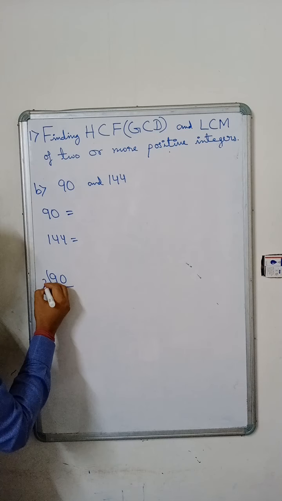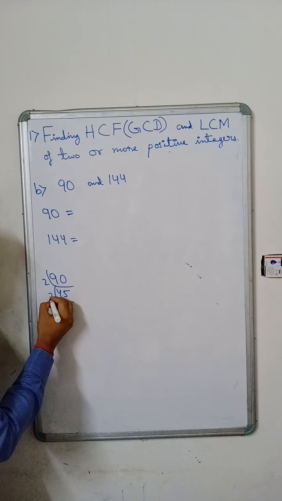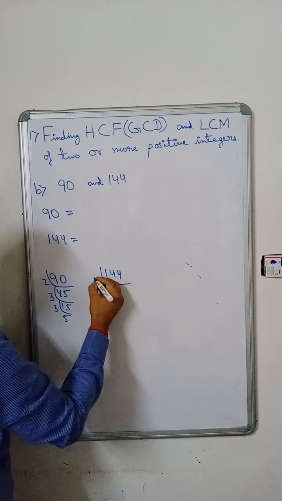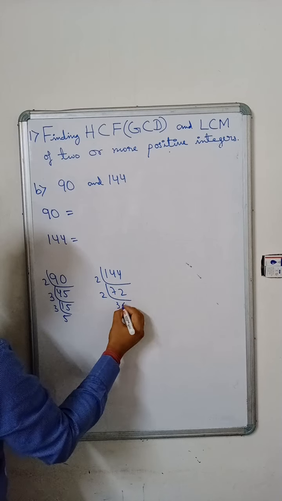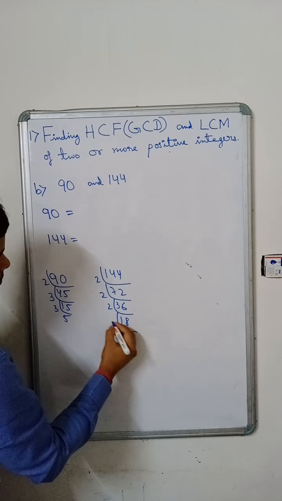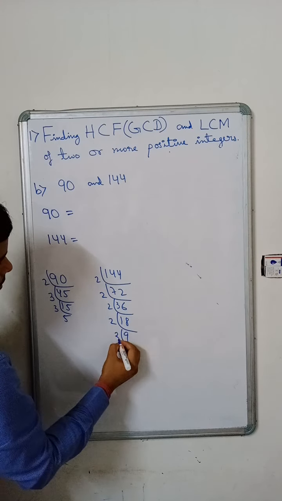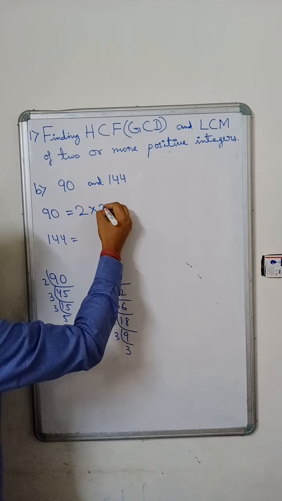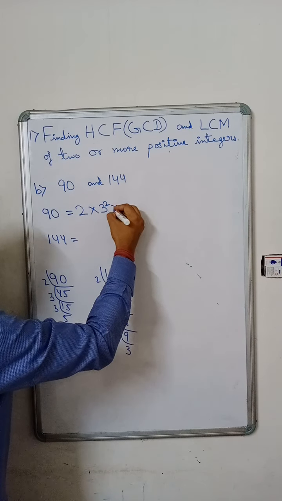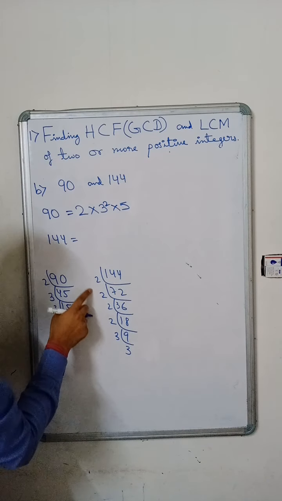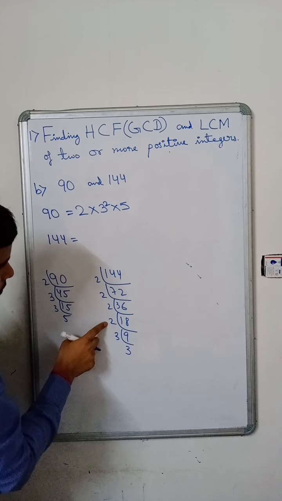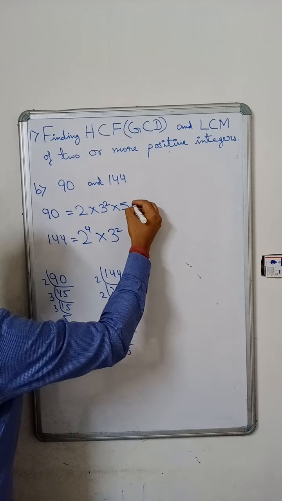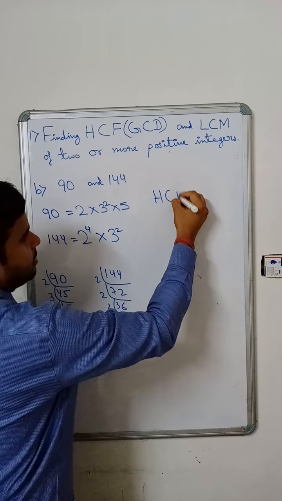So we have 90 and 144. And 3 3s are 9. We can write 90 as 2 into 3 square into 5, and 144 as 2 to the power 4 into 3 square. Now HCF and LCM. Now see.